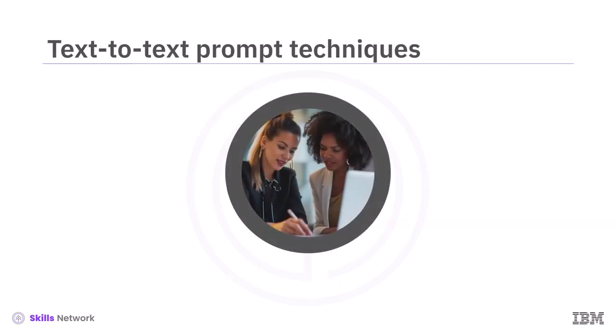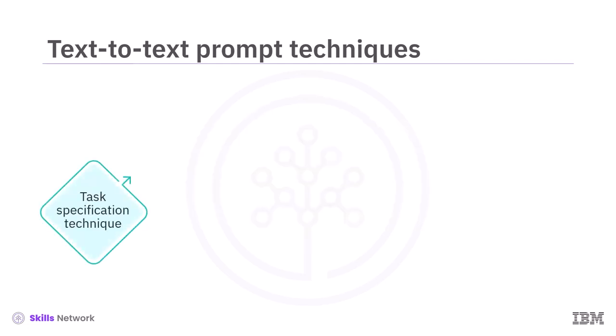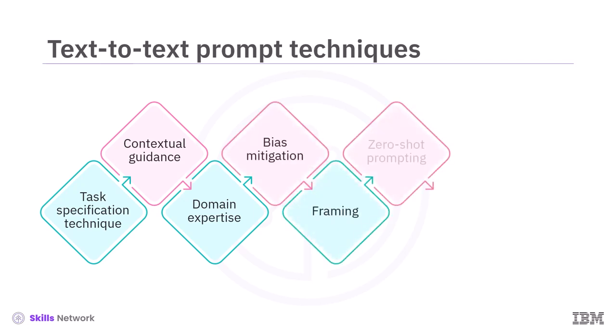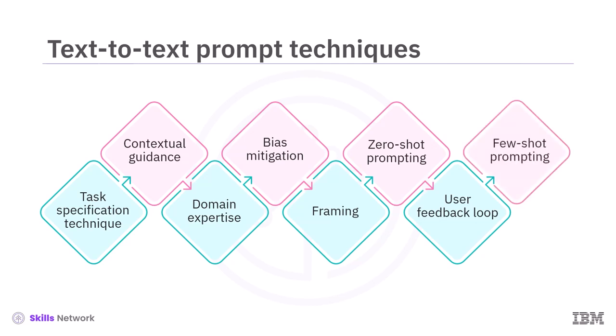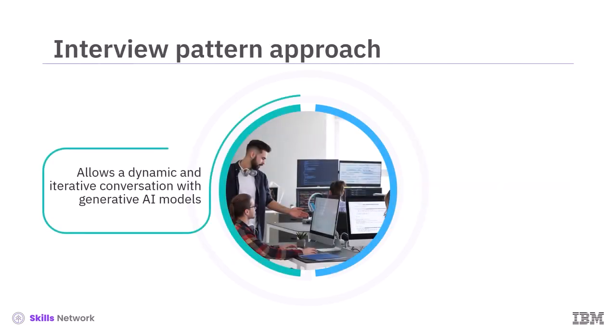You also learned about the text-to-text prompt techniques that make text prompts effective and improve the reliability of outputs generated by large language models or LLMs. These are the task specification technique, context guidance, domain expertise, bias mitigation, framing, zero-shot prompting, user feedback loop, and few-shot prompting. The interview pattern approach allows a dynamic and iterative conversation with generative AI models.